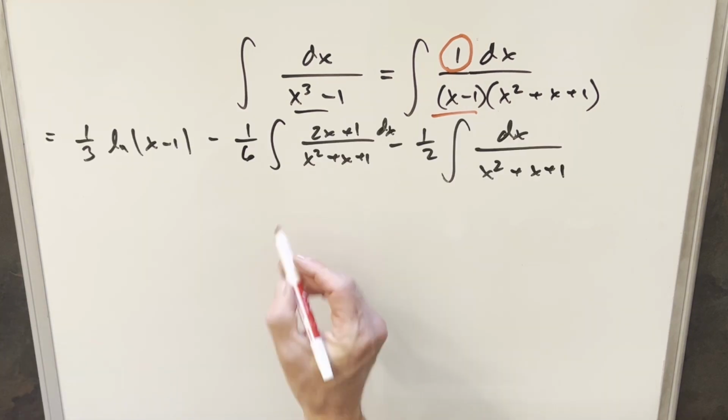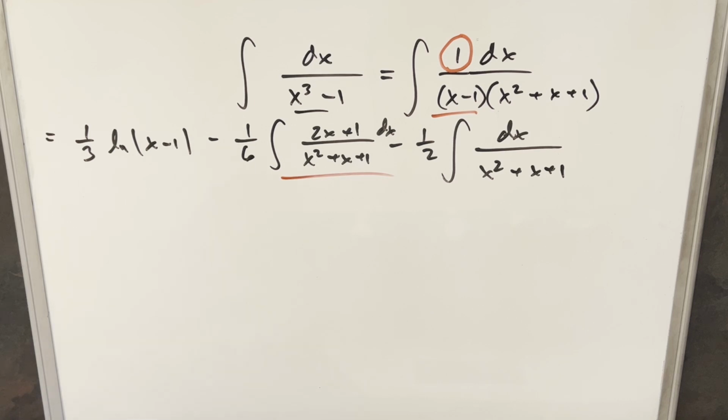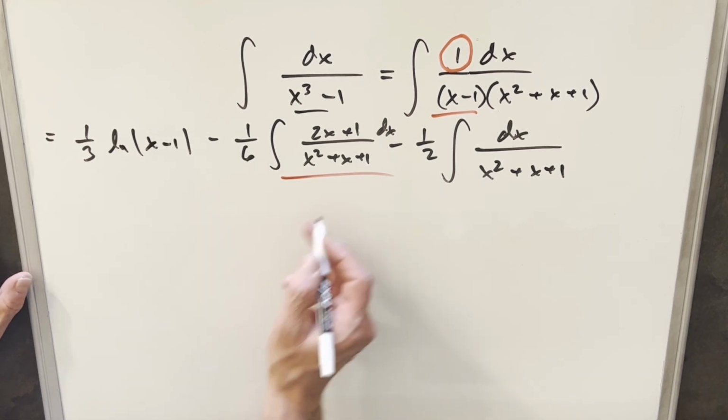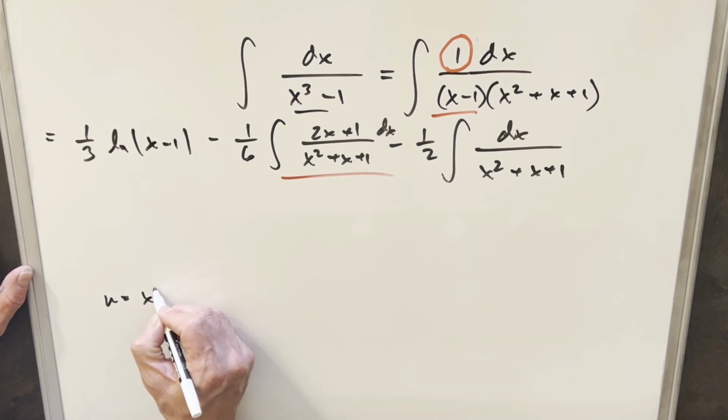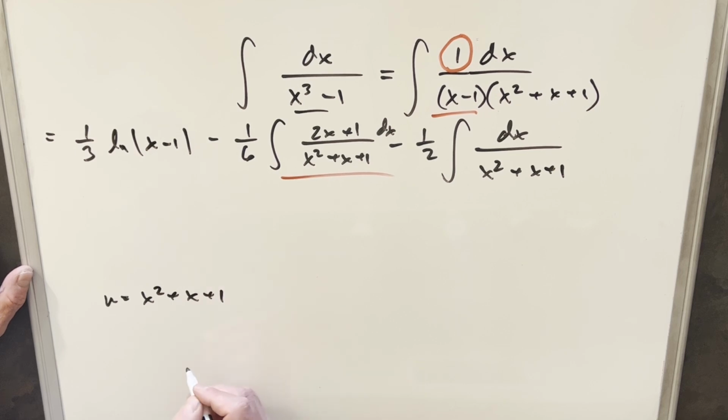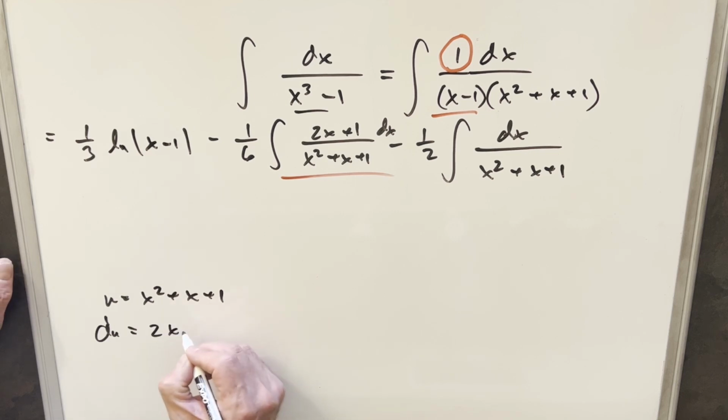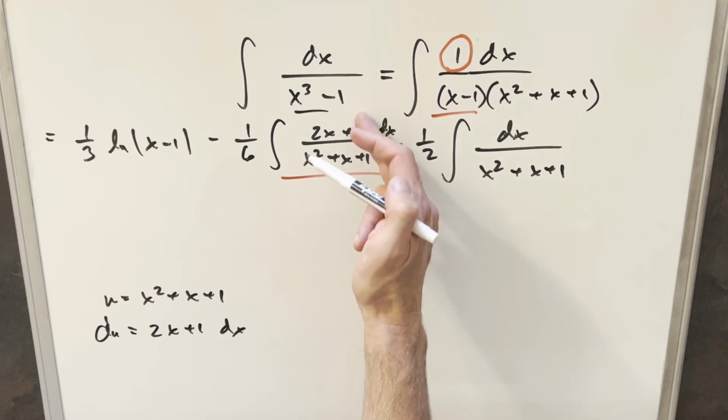Okay, now from here, let's just focus on this integral really quick, because it's set up perfectly for our u substitution. So again, our u is just going to be our denominator. So let's see, we'll make our u equal to x squared plus x plus 1. And then our du, taking the derivative, that's a weird looking du, but anyway, derivative of this is going to be 2x plus 1 dx. And again, that's what we have in the numerator.